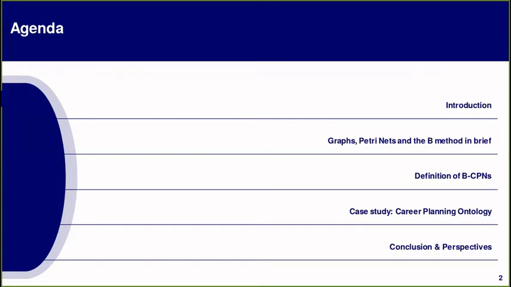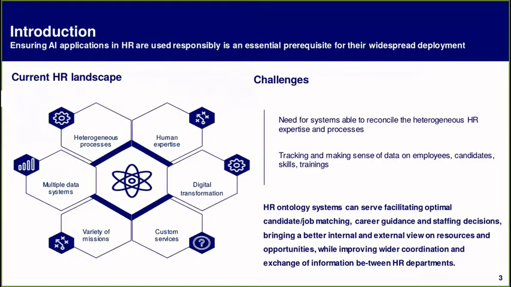The current human resource landscape is characterized by heterogeneous processes, human expertise, digital transformation, custom services, a variety of missions and multiple data systems. In addition, we can learn the following challenges. Need for systems able to reconcile the heterogeneous human resource expertise and processes. Tracking and making sense of data on employees, candidates, skills, trainings.